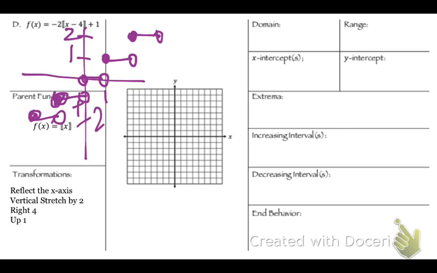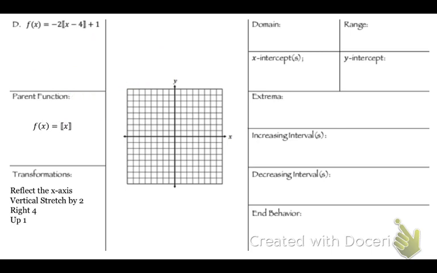Okay, so we're reflecting over the x-axis, which means we're flipping it. We're vertically stretching by 2. So instead of just going up 1, we're going to go up 2. We're going to go right 4 and up 1. So right 4, up 1's right there. It reflected over the x-axis, so that means that instead of going up to the right, we're going to go down to the right and up to the left.